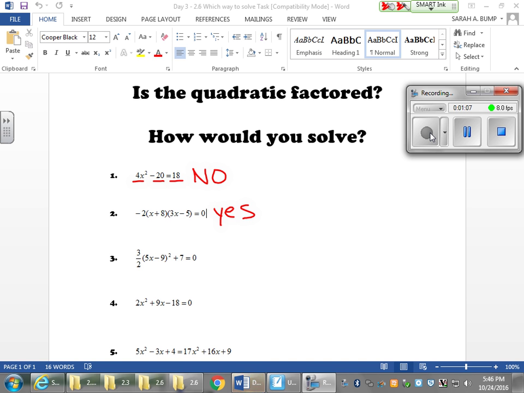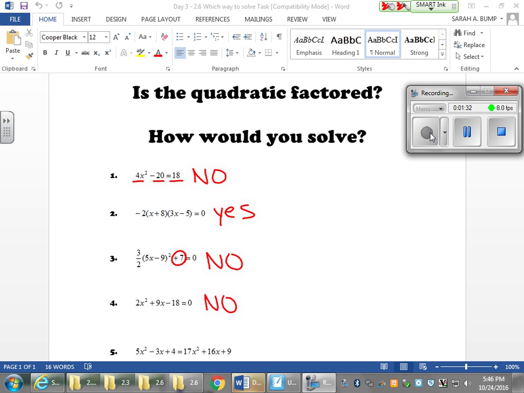The -2 is being multiplied by the x plus 8, which is being multiplied by the 3x minus 5, and it is set equal to 0. Number 3 is no. This plus 7 is an extra term that is not being multiplied by the rest of it, so it's not considered factored. And number 4 is also no, because that is in standard form, all separate terms.